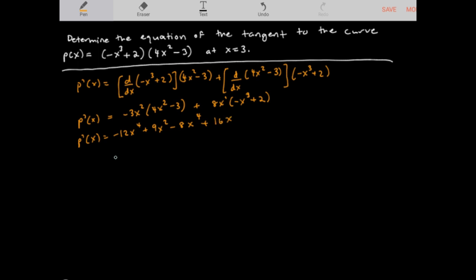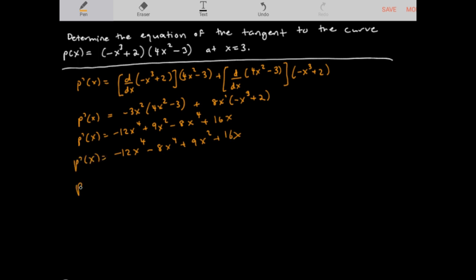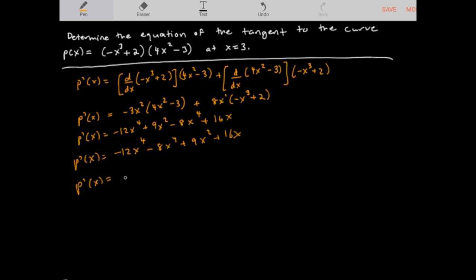Now we want to collect all the like terms, so the only two like terms I see are negative 12x to the power 4 minus 8x to the power 4, plus 9x squared plus 16x. So collectively, your derivative is basically negative 20x to the power 4 plus 9x squared plus 16x. Now we want to find the slope of the tangent at x is equal to 3. So this is the general slope of the tangent equation.